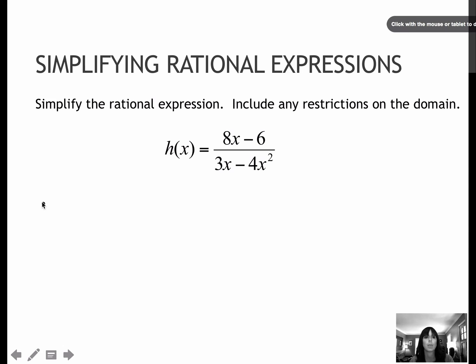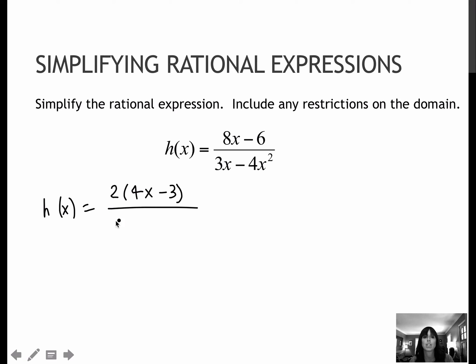Let's try another. Again, we're always going to reduce, reduce, reduce. So 8x minus 6 has a common factor of 2, which gives me 4x minus 3. My denominator, it looks like I can take an x out of both things, which gives me 3 minus 4x. And this is one of those where I really want to be able to reduce these, but in this one the 4 is positive and the 3 is negative, and in this one the 3 is positive and the 4 is negative. And so remember, we're going to use that negative technique where basically I'm factoring out a negative 1.